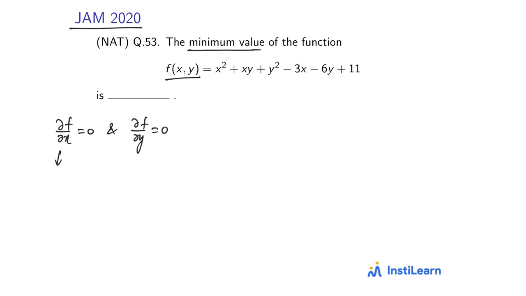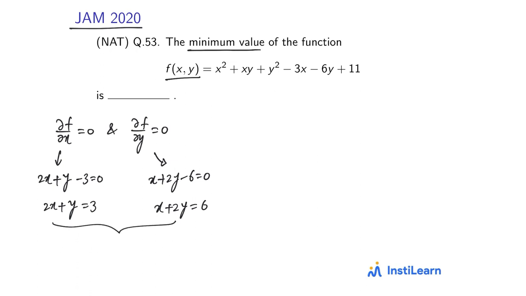So for this we have 2x plus y minus 3 is equal to 0, and for this we have x plus 2y minus 6 is equal to 0. So we can write it as 2x plus y is equal to 3 and x plus 2y is equal to 6. Now by solving the two, we can easily get that x is equal to 0 and y is equal to 3. So (0, 3) is the only critical point in this case.